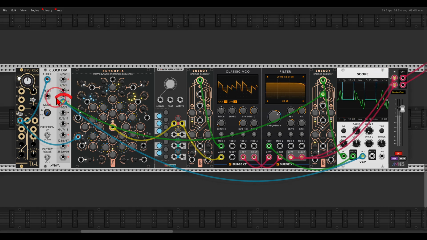I have a clock division, basically gating this LFO, and you can see this clearly here on the scope. So only when this gate is high, only then the LFO or Energy or the complex LFO will actually go through and will modulate the frequency of the filter.